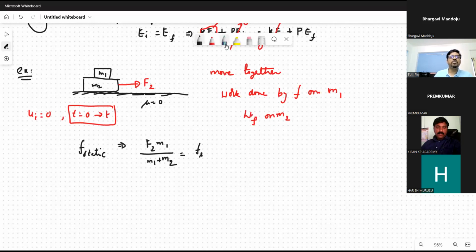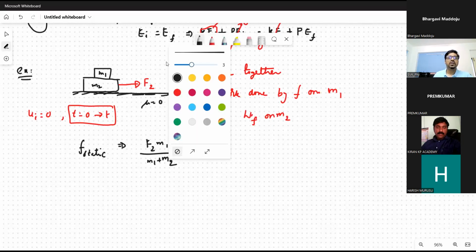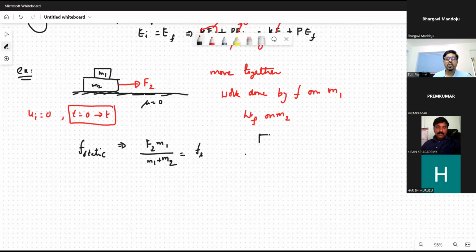So now if you draw the free body diagram, I'll go with the black color only. That seems to be better. So if you draw the free body diagram for M1 only, vertical forces are there, but anyway, they are not going to change the movement of it. It is accelerating horizontally towards the right. That means this particular body should experience static friction towards the right. So friction is not opposing the motion. Friction is opposing the slip.